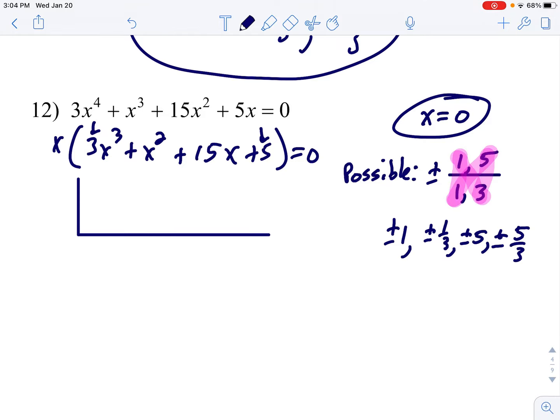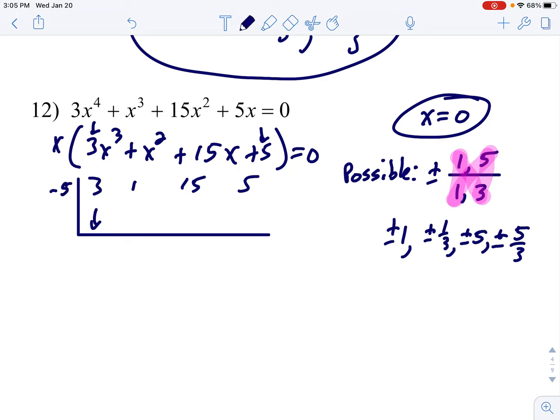Find out which ones are the correct roots. Remember, we're looking for 0 remainder. So 3, 1, 15, 5. Oh, lucky day. All of these are positive. Again, as a little tip, we're only going to try negative ones. Let's start with negative 1. So that's negative 3, negative 2, positive 2, 17, negative 17. That does not work.